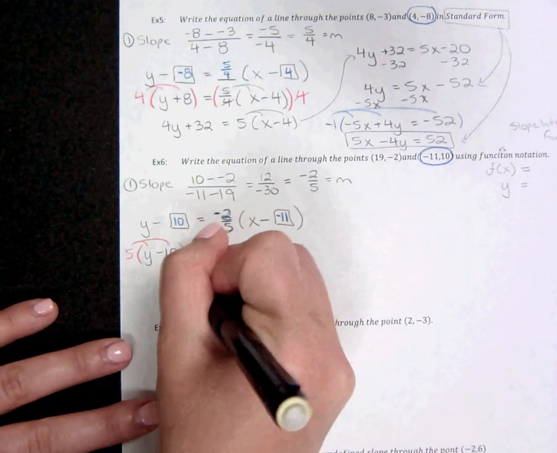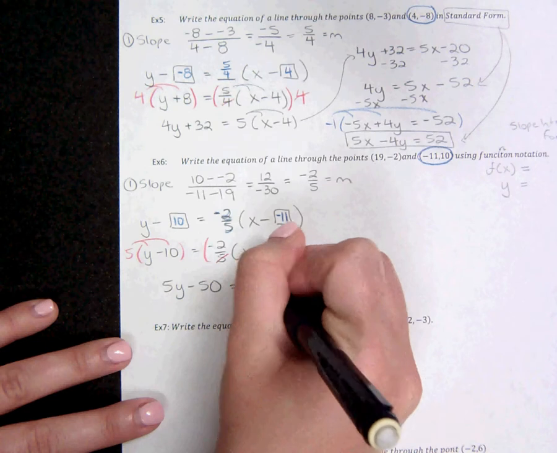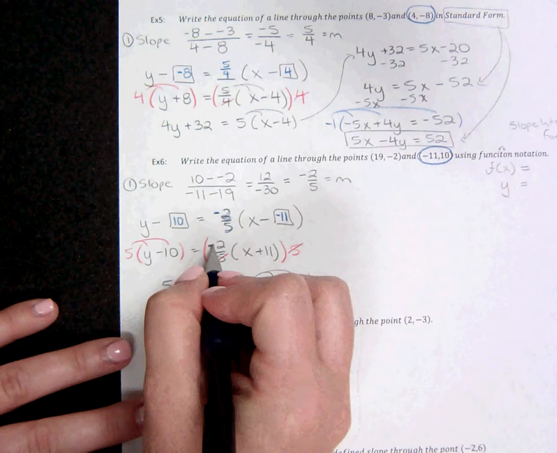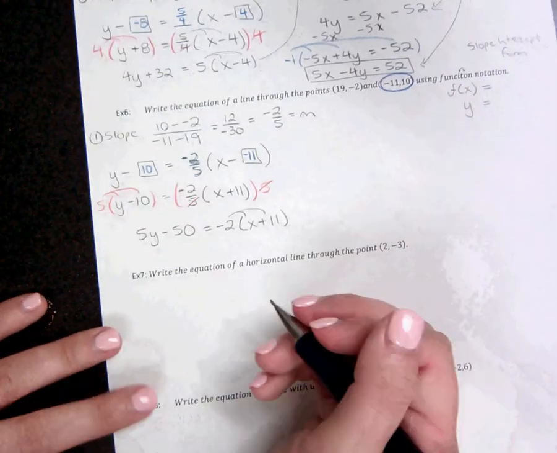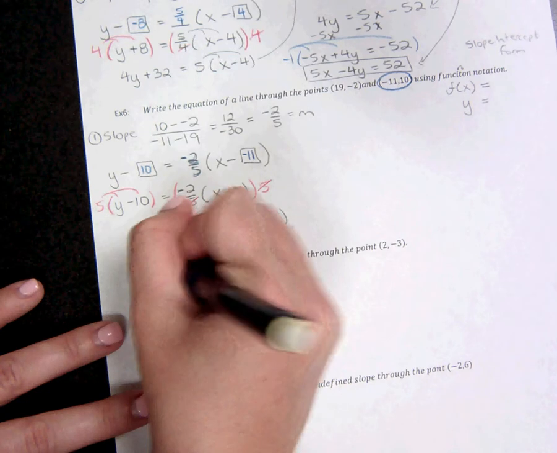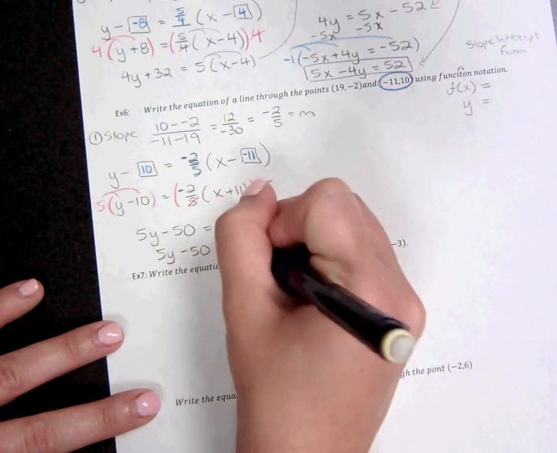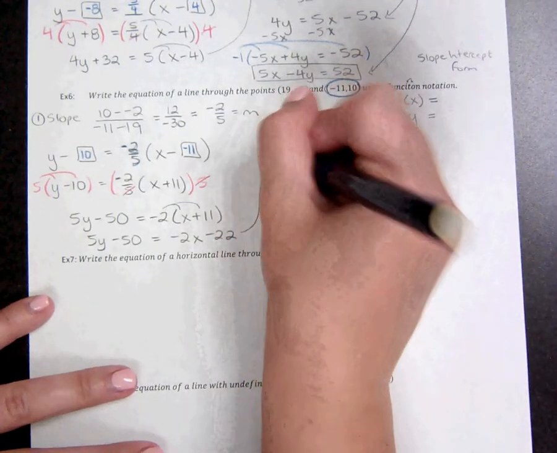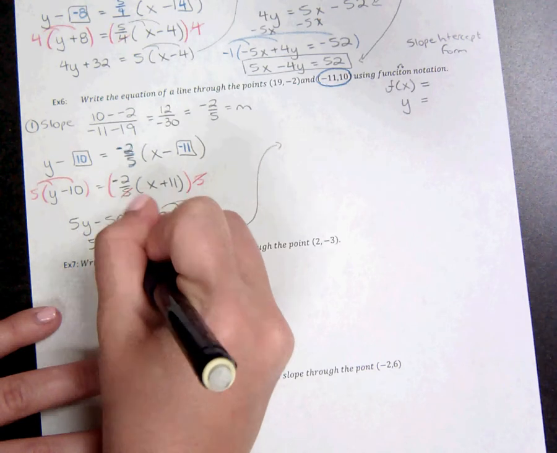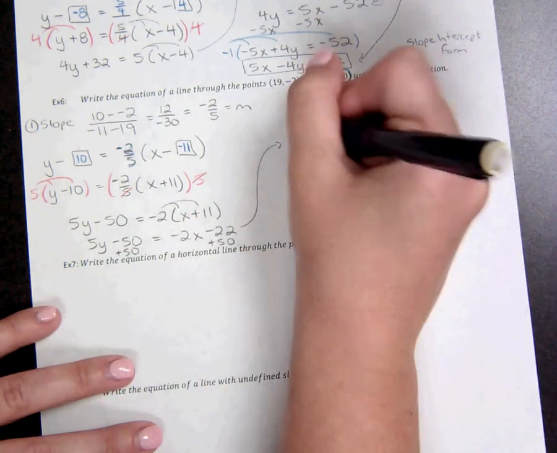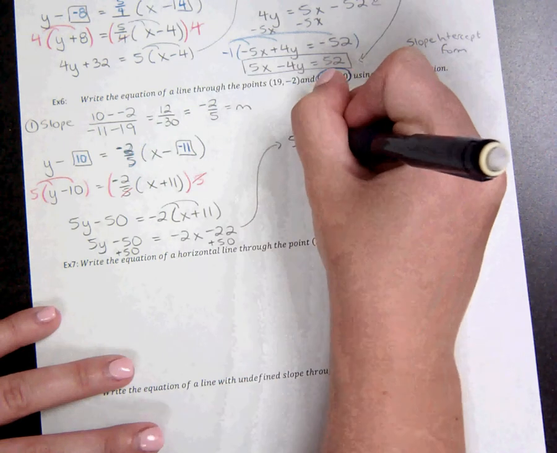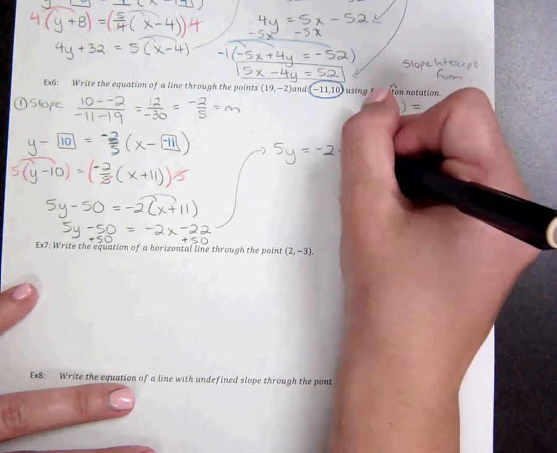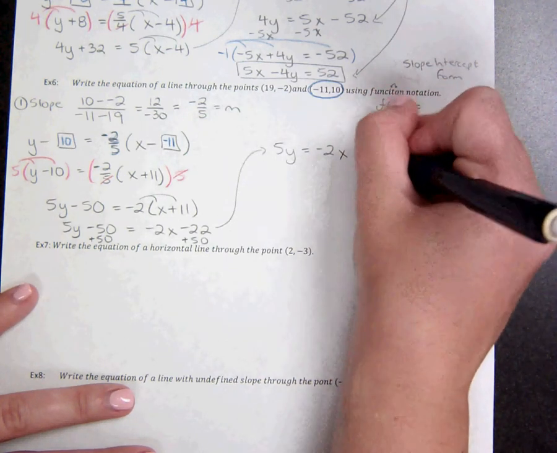So we have 5y minus 50 equals negative 2 times x plus 11. Make sure not to lose that little negative there. It's still there. Distribute your negative 2. So 5y minus 50 equals negative 2x minus 22. Bring that up here. Move that 50 to the other side. So that gives us 5y equals negative 2x, and then negative 22 plus 50 would be positive 28.